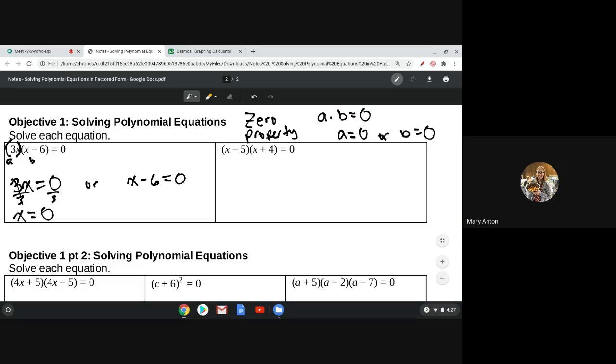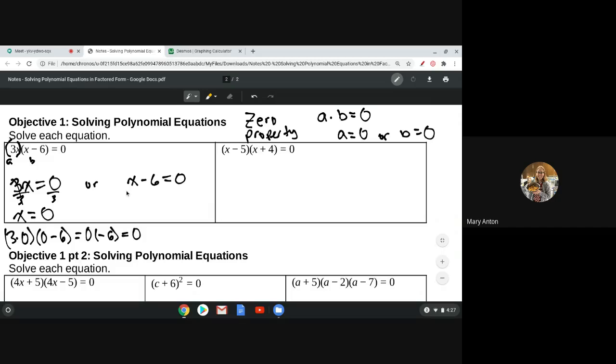Well, let's try it. Let's plug in x equals 0 and see if we really do get 0. So if x was 0, then we'll take 3 times 0 times 0 minus 6. Well, 3 times 0 is 0, and 0 minus 6 is negative 6, and 0 times negative 6 is 0. So we do get 0. So that holds true. X can equal 0. If x is 0, then that is a solution to this equation.